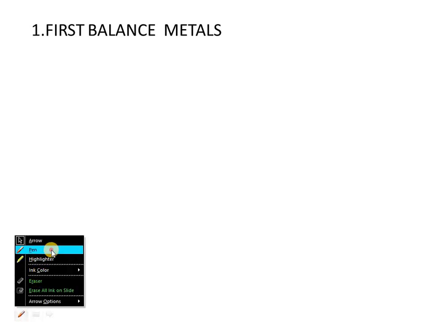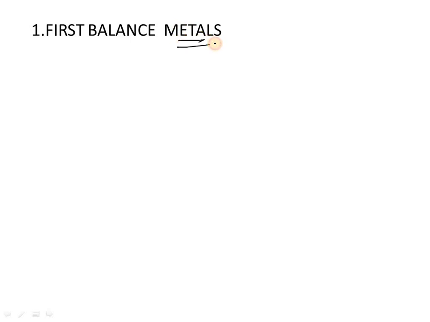So the first step is that first we have to balance metal. There is an equation given to you and you have to balance that equation. There can be metals, there can be non-metals in that equation. From those metals and non-metals, what should we choose to balance first? There is a question, right? So first we have to balance metal. From that equation, first we have to balance metal.